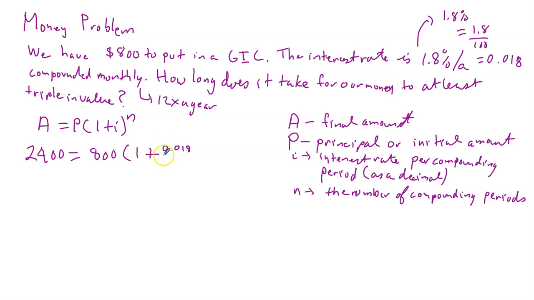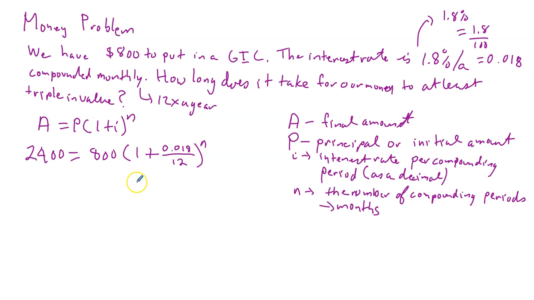0.018, but it's monthly, so we divide that by 12. And then n is the number of compounding periods. Now, if I just use n here, then what I will come up with is how many months. Normally if we had an n, then our n would be in months, and if we knew it was like 5 years, we would be putting here 12 times 5, or 60. Okay, so we want to solve this.